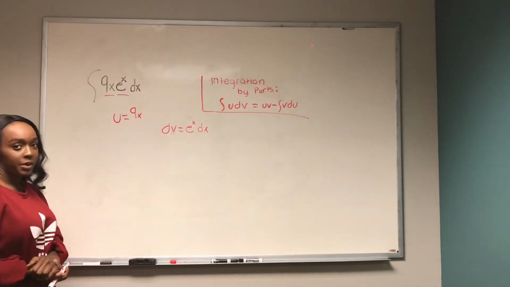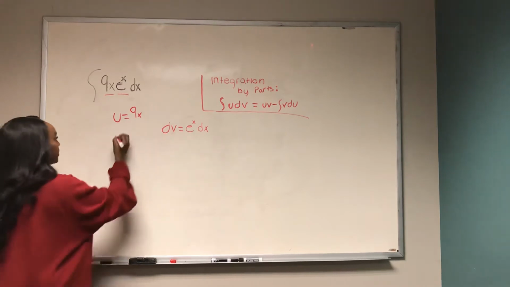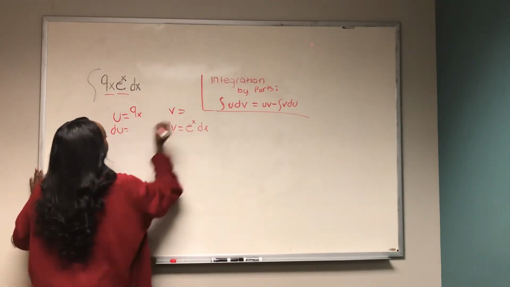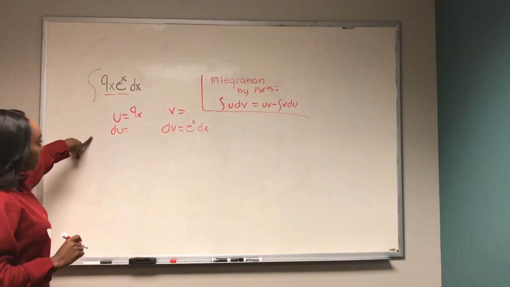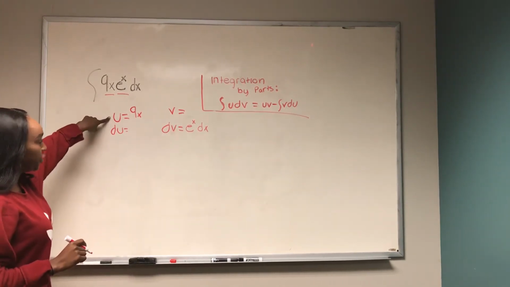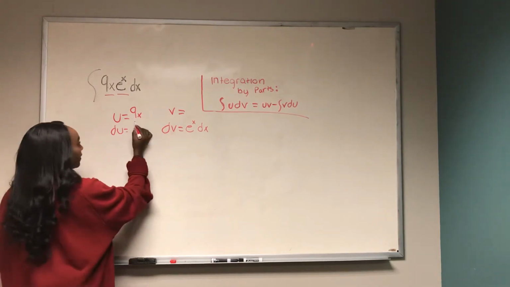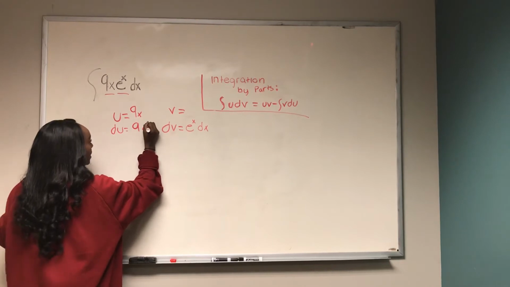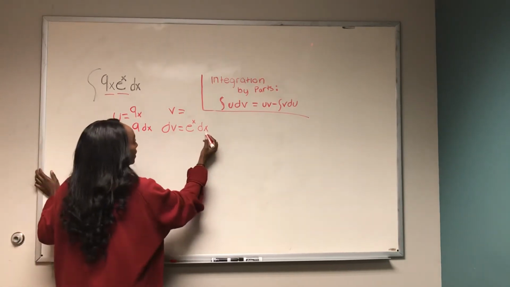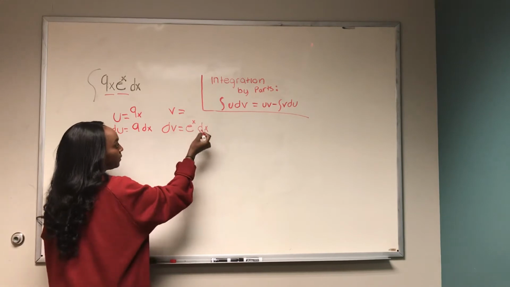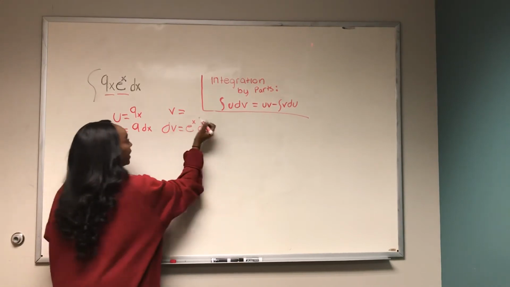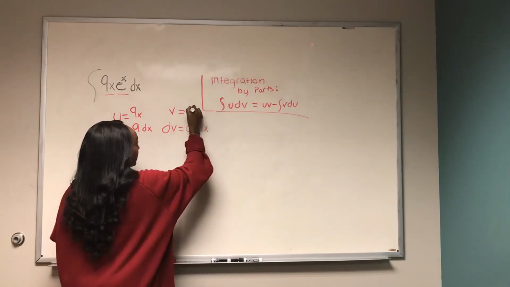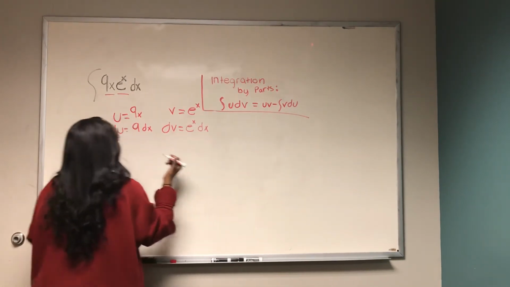Next, we want to find our du and our v variables. We find our du variable by differentiating u. So we know that after differentiating u, we will get 9 dx. And after, to find our v variable, we will just integrate dv, and by rules of integration, it just stays e to the x. It doesn't really change.